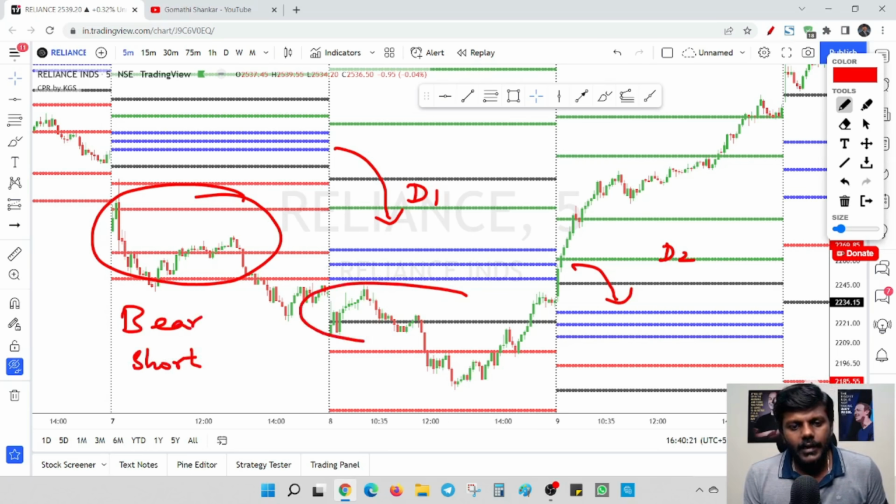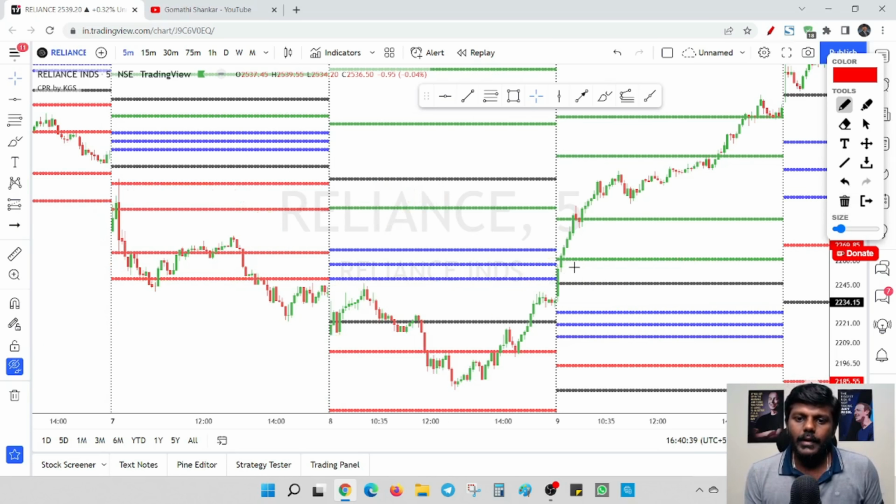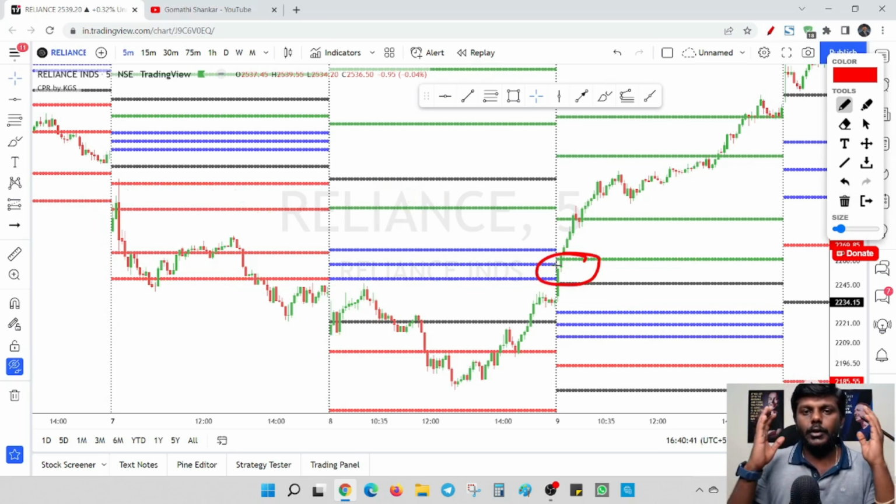Here also the candles are trading below daily CPR, so it is going to be bearish, and we are going to look for short opportunities. Now the next day, on day 2, there is a descending CPR, but the candles are trading above daily CPR. Now two things can happen. The candles are opening above daily CPR. What should be in your mind?